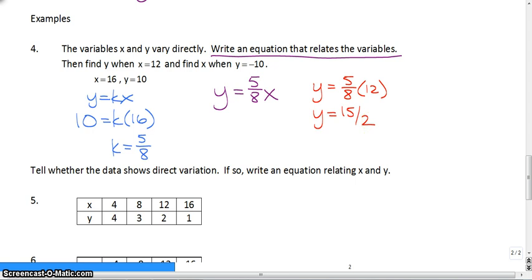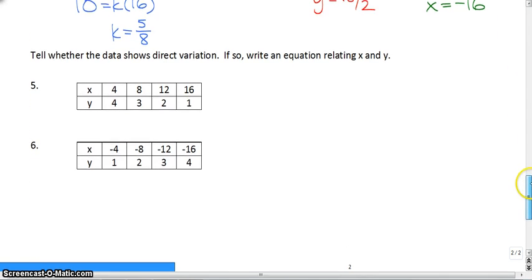And then the other thing it asks you to do is to find x when y is equal to -10. So that just means you put -10 into y is equal to 5/8 x. Multiply both sides by 8/5, and you're going to find that x is equal to -16. Okay, and all you have to do is just make sure you're careful with which variable you're substituting the given information in, and you're good.